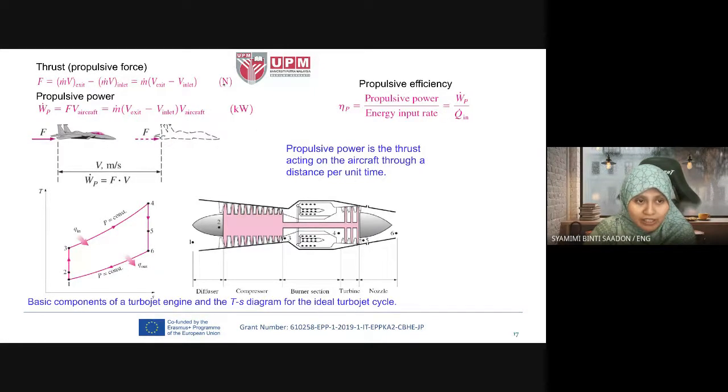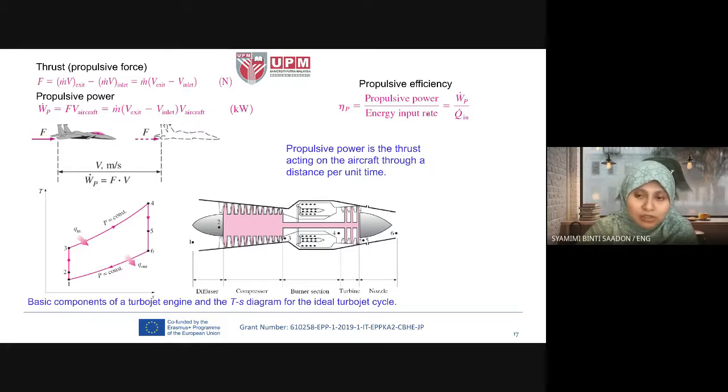Okay, so we can calculate thrust force or thrust power, and the propulsive efficiency. Unlike for the gas turbine power plant cycle, where we calculate the thermal efficiency, for the aircraft engine we calculate the propulsive efficiency, because our desired output this time around is the propulsive power. We want to create as much propulsive power as we can to propel the aircraft.